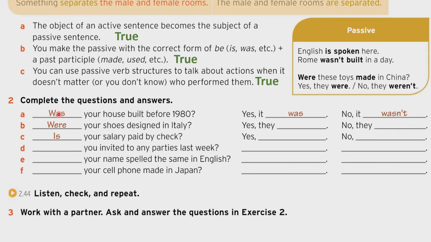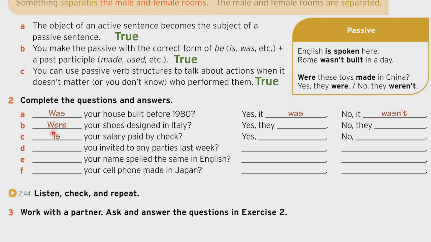For example, the letter A we have, was your house built before 1980? Yes, it was, or no, it wasn't. Then, were your shoes designed in Italy? Yes, they... well, we cannot say was. We must use were, and the negative weren't.